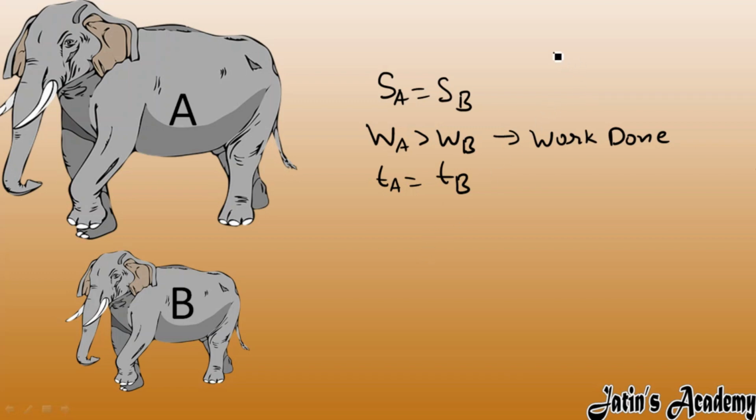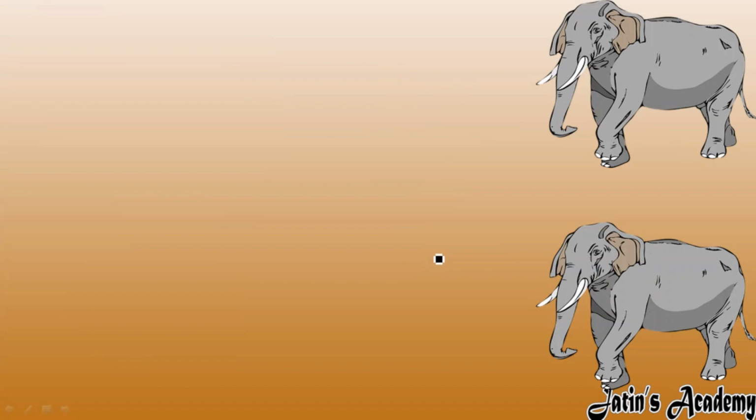Power is equal to work done per unit time. So time is same. Work done by this elephant is more, means the fat boy has to apply more effort to cover the same distance as the thin boy covers. So here work done by this elephant is more, and they covered it in the same time. It means it only depends upon the work done, time is same. So power of this A elephant is more than power of this B elephant. Clear?